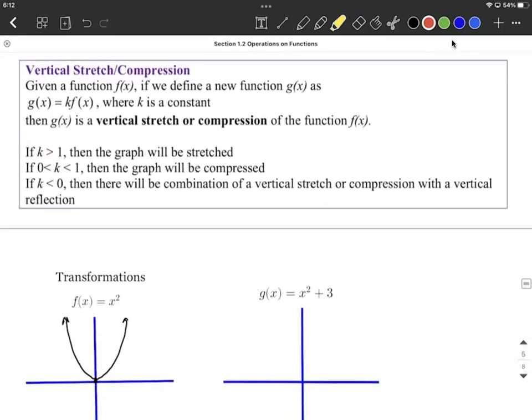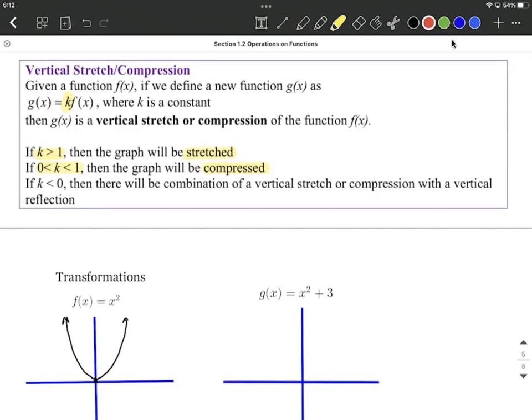For vertical stretches and compressions, this is whenever we're multiplying by some number. The entire function is multiplied by some number. Now, if it's a number bigger than 1, then it's a stretch. It's like taller and skinnier. If, however, it's a number between 0 and 1, it's a compression. The whole graph looks shorter and wider.